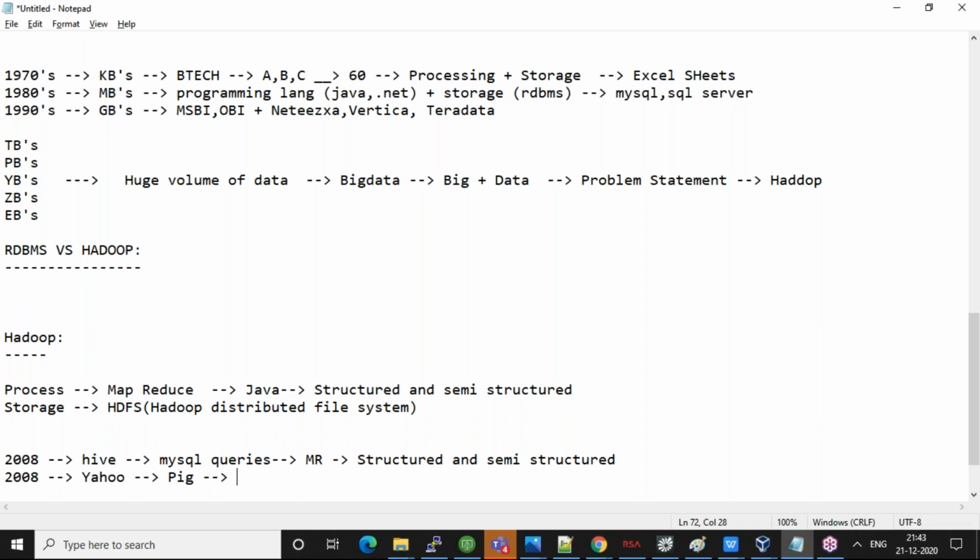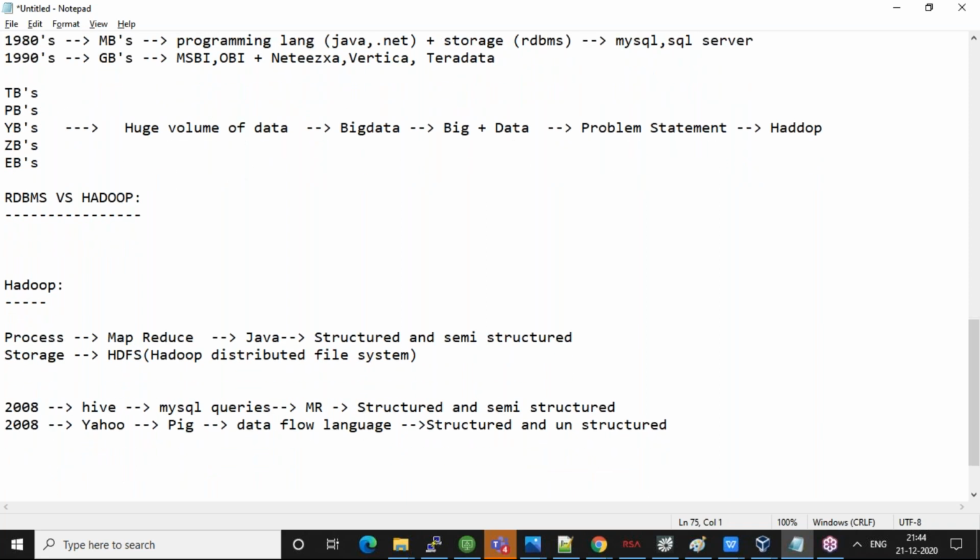Okay. So what is Pig? Pig is a data flow language. By using Pig, you can process structured and unstructured data. Now after that, in 2008, Cloudera came into the picture. What is Cloudera, guys? It's a distribution.